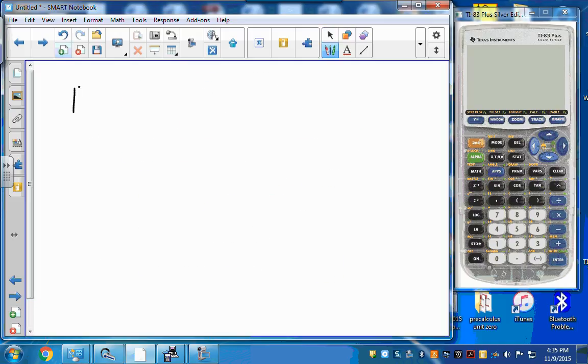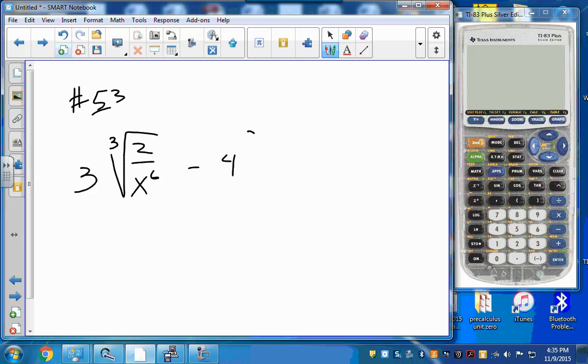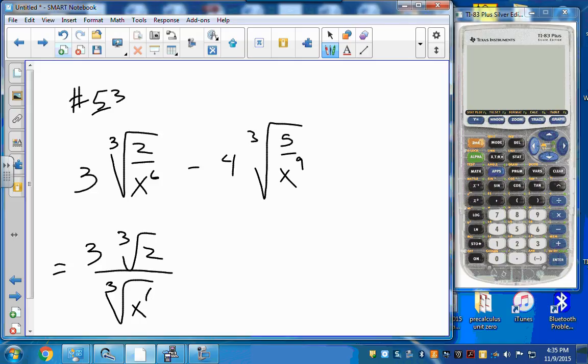So number 53, we've got 3 times the cube root of 2 over x to the 6th. I'm going to break that up immediately, minus 4 times the cube root of 5 over x to the 9th. And again, I'll break that one up. So 3 cube roots of 2 over the cube root of x to the 6th, minus 4 cube roots of 5 over the cube root of x to the 9th.